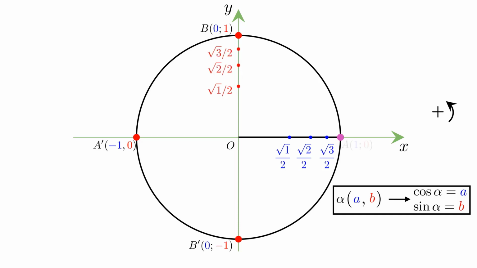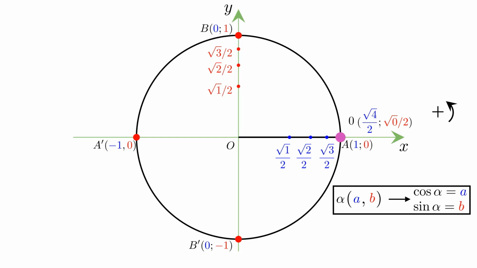Initially, the dot is located at the starting point A without any movement. Hence, its rotation angle is 0. And its coordinates coincide with point A, so its coordinates are 1, 0. Instead of writing 1, 0, we can express it as the square root of 4 divided by 2, the square root of 0 divided by 2.